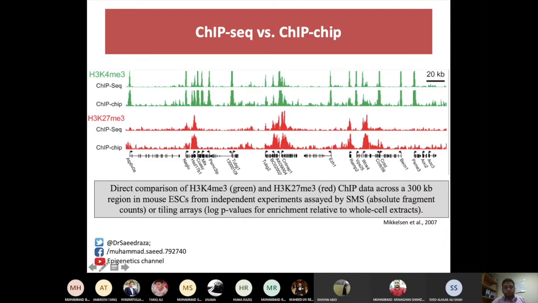But there is a difference. Can you identify any difference between these? Can somebody tell me what is the difference?